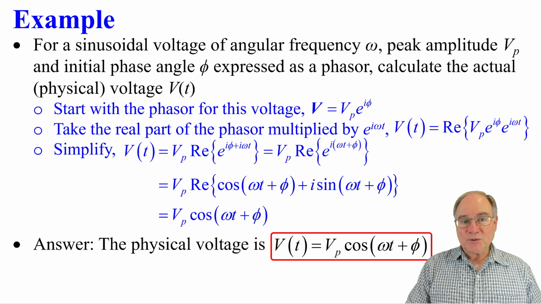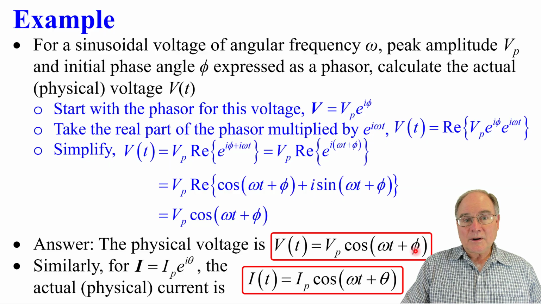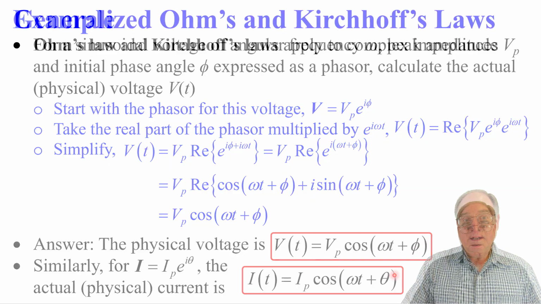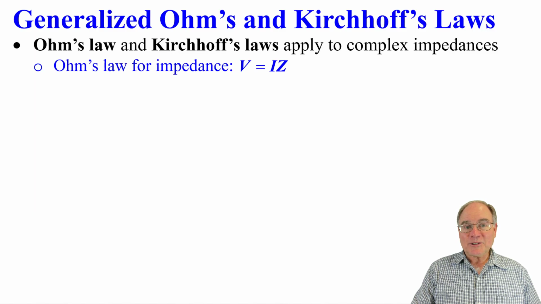The actual physical voltage is given here. You can do the same thing with current, except using theta instead of phi as the phase angle, and we get this expression for physical current. Notice that these two phase angles are in general different. We can also generalize Ohm's law and Kirchhoff's laws for impedance. Ohm's law for impedance is just V equals IZ.